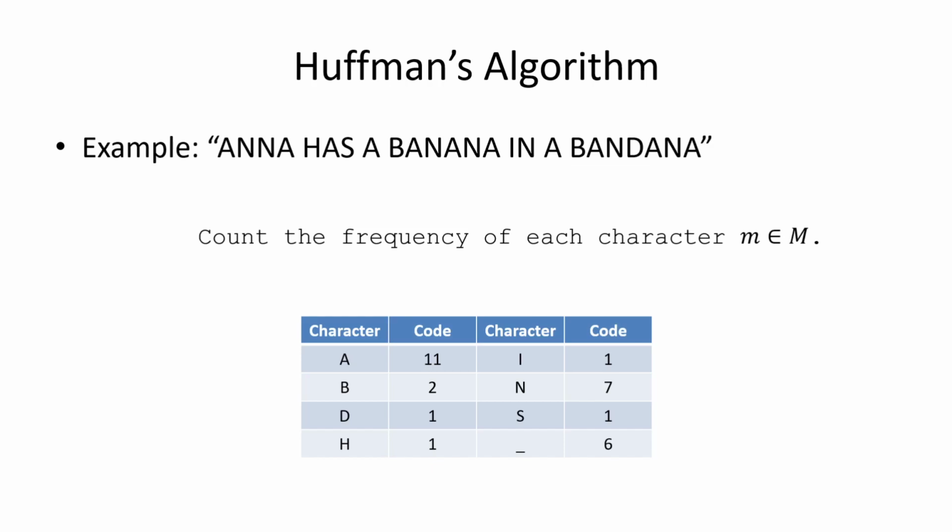So here we have "Anna has a banana in a bandana," and we can do step one here, and I've carried it out here in my table. Step one, count the frequency of each character. Don't forget the space here. And so A happens to be our most frequent character with 11, space and N coming in second and third, well, third and second, I guess, with 6 and 7. And then we have a lot with only a single occurrence, and B with 2.